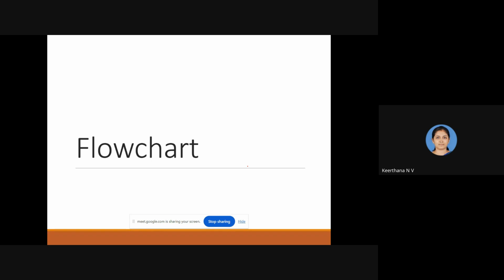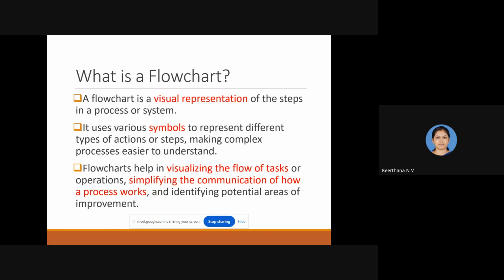So the second thing is flowchart. A flowchart is a diagrammatic representation of an algorithm. It means that a flowchart looks like a diagram. It is a visual representation of a process of a system, or you can say a diagrammatic representation of an algorithm. Here in a flowchart, various symbols are involved in solving your problem by giving you some solutions. It is easier to understand.